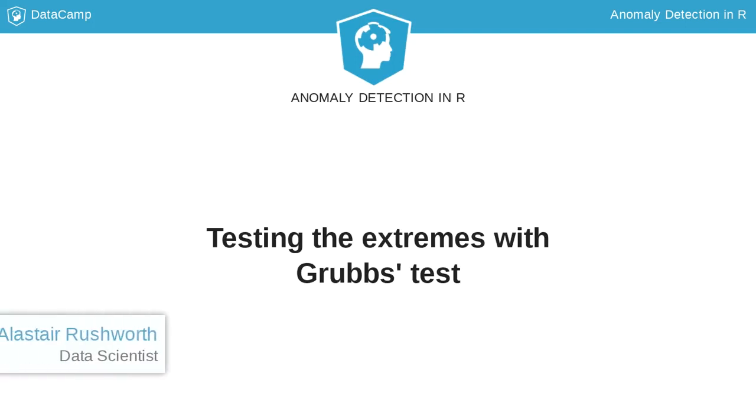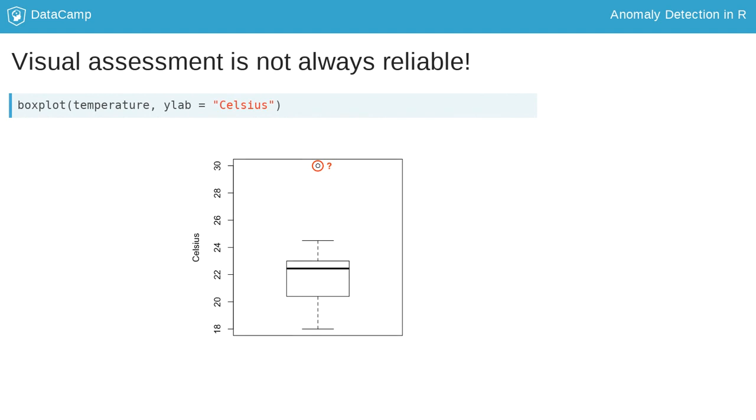In this lesson, you'll learn a statistical procedure called Grubbs test, which can help in assessing whether the data contain outliers. A visual assessment for outliers like a box plot can work really well when the majority of the data are close together and a few outliers are clearly separated.